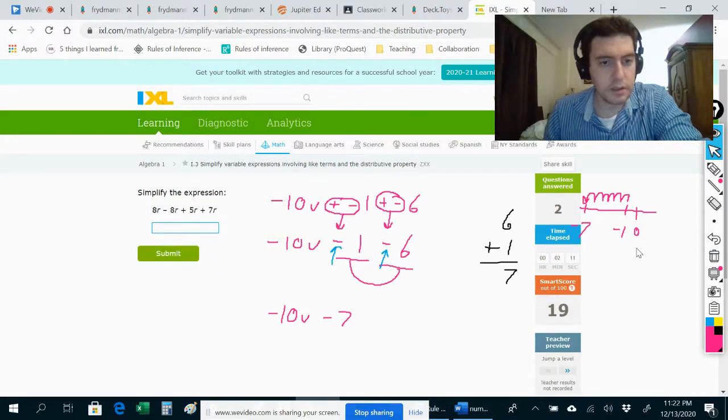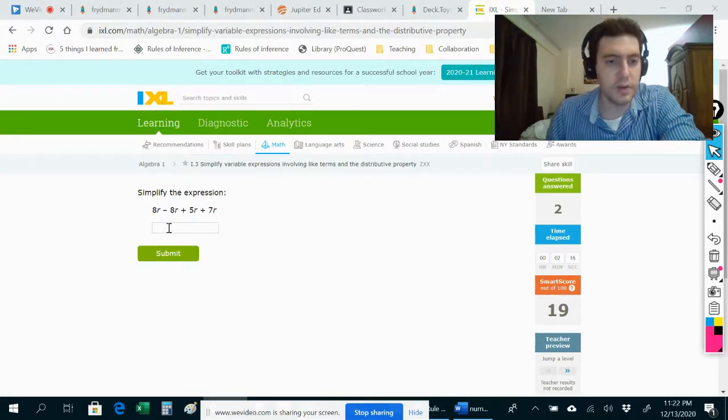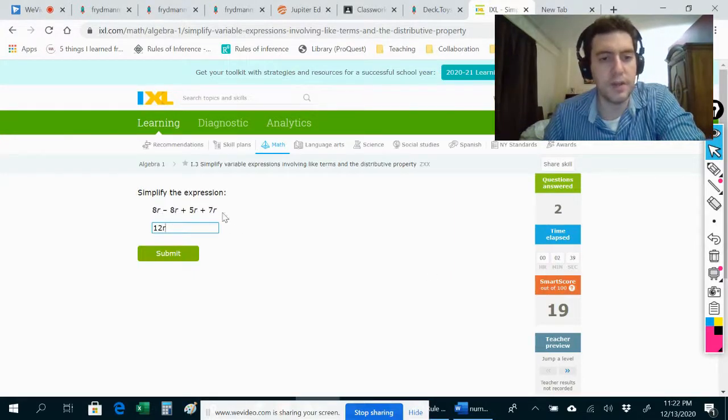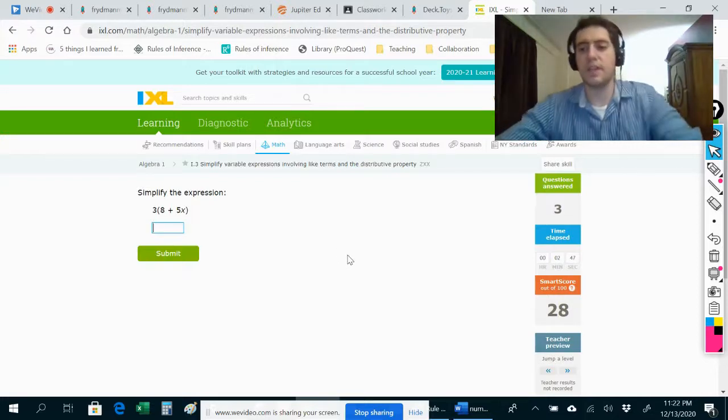All right. Okay, this one we have all r's. Everything here is an r. So this one's pretty easy. I have 8r minus 8r would be 0r, or just 0. And then plus 5r. So now I have 5r. And so I have 8 minus 8 is 0. 0 plus 5 is 5. And then 5 plus 7 is 12. Okay, so I'm going to get 12r. All of those got combined because all of them have r's in them. Remember, you can only add or subtract terms if they have the same variables raised to the same exponents.